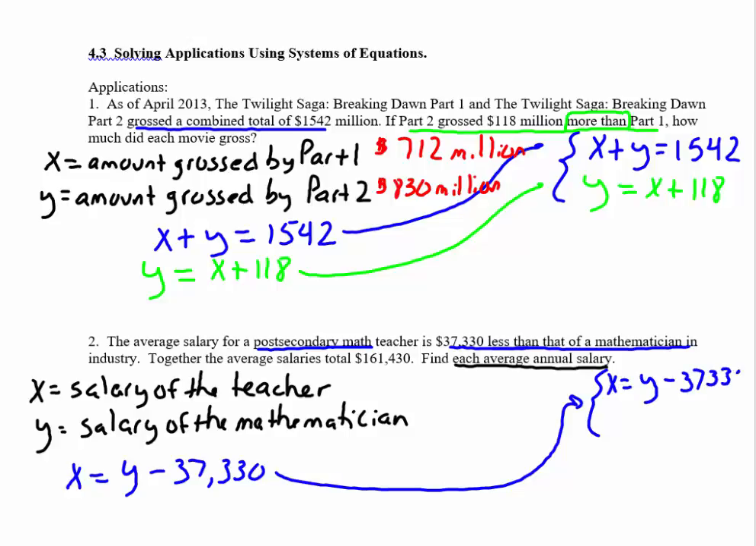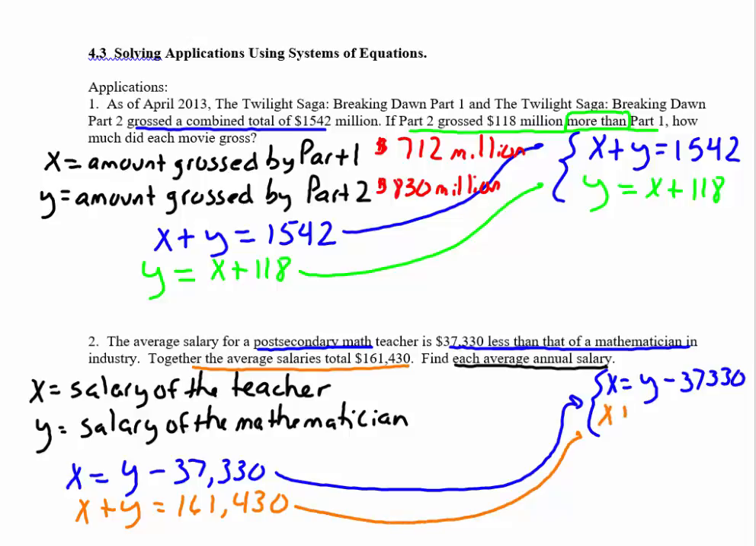If we wanted to do addition method, we would most likely want to subtract over the y. So now let's go ahead and translate the second sentence. It says, together, the average salaries total $161,430. So together, x plus y should equal $161,430. Nothing else we can do with that equation as well, so we'll go ahead and put that into our system. So x plus y equals $161,430. You can do substitution or the addition method.